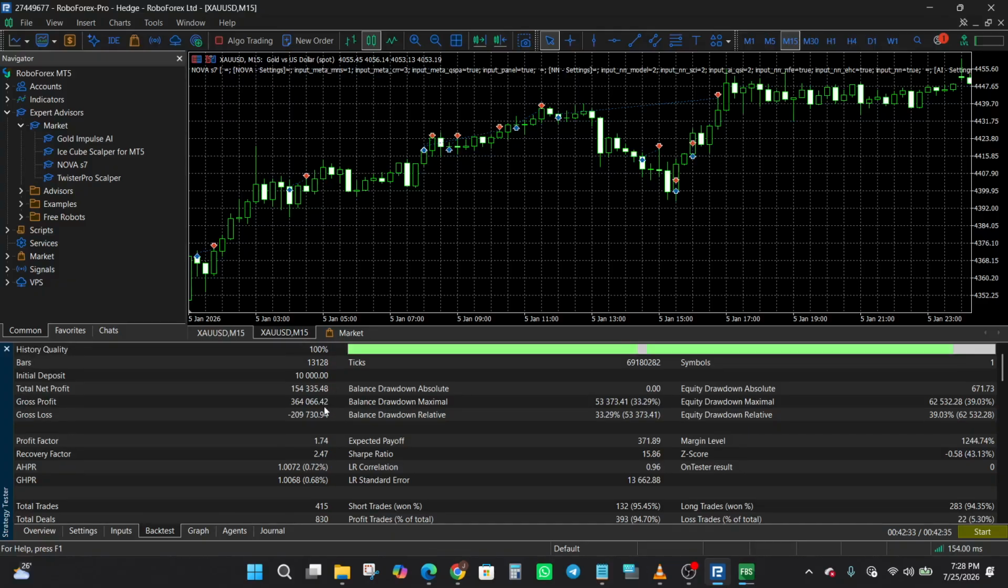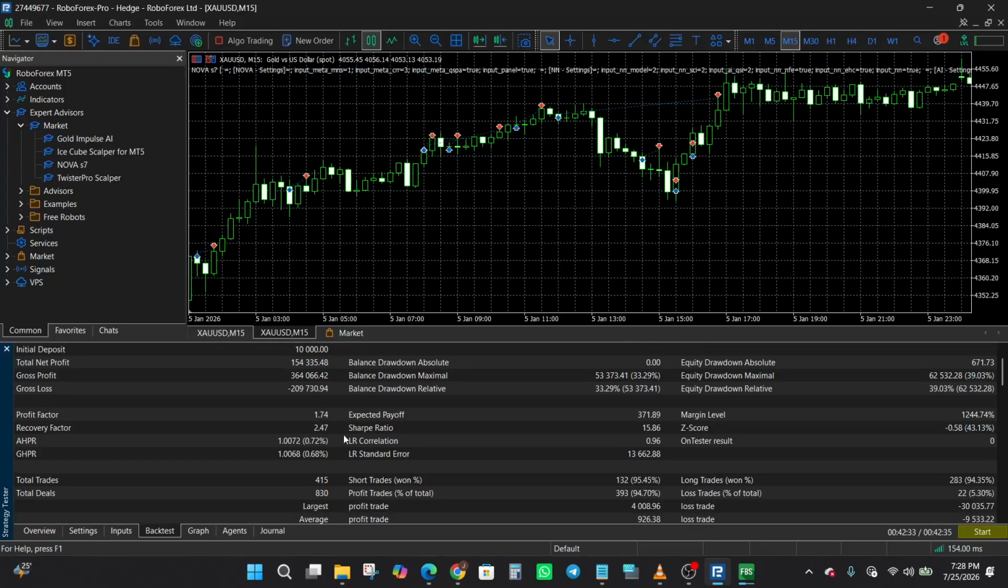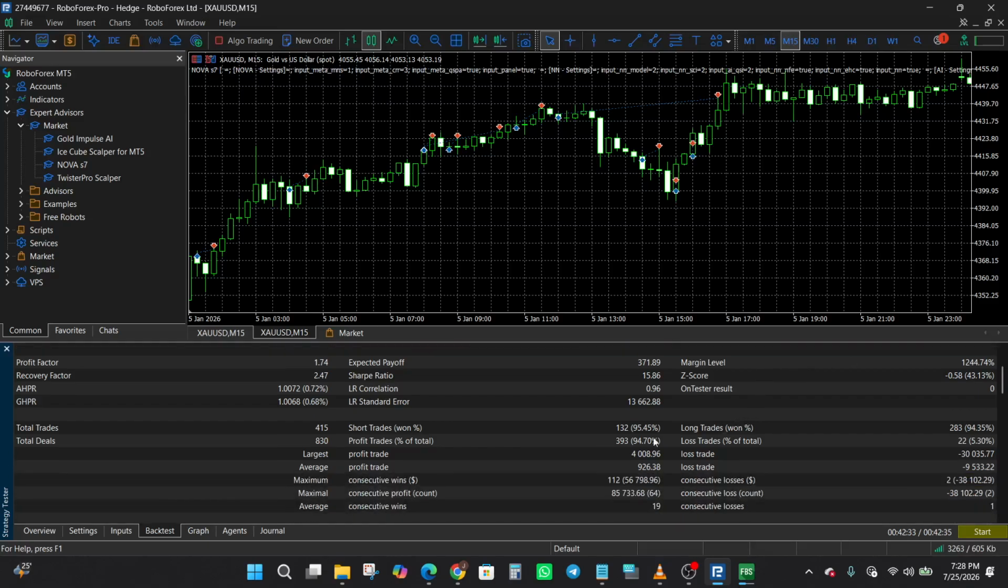Now, let us look at the surrounding numbers. The gross profit was $364,066 against a gross loss of around $209,731, giving a profit factor of 1.74. The maximum balance drawdown reached 33.29%, and equity drawdown peaked even higher at 39.03%. Now, out of 415 total trades, close to 95% were profitable.